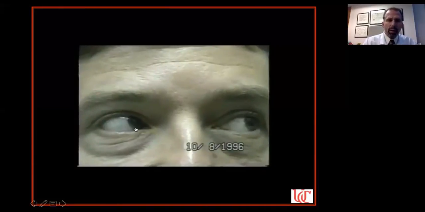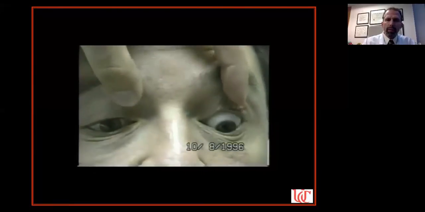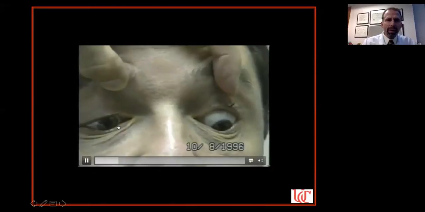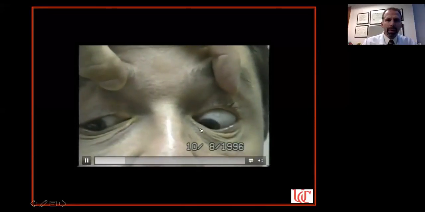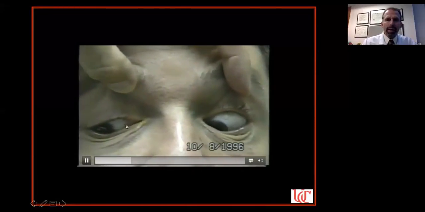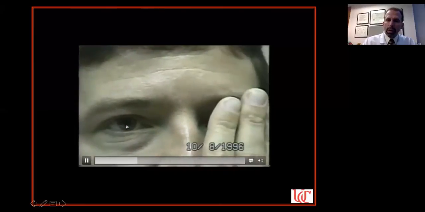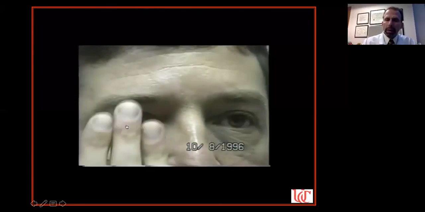I should have added that. So let's look at that one more time. This is all you're going to see. You're not going to see much more than this in a fourth nerve palsy. Look at this eye. Compare it to how well that eye moves. Right fourth nerve palsy.